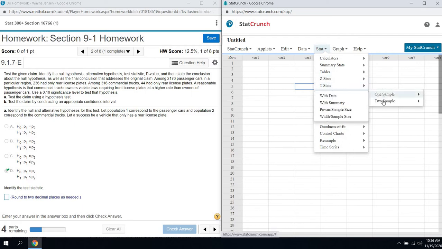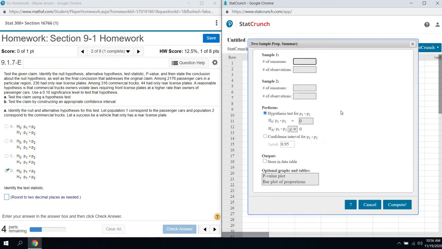And how many samples do we have? We actually have 2 samples, and they're summarized for us. They didn't give us a list of a bunch of data. They summarized it for us. So sample 1 is going to be the first one. Look how nice this is going to be. Sample 1's the passenger cars. Remember, the alternative hypothesis was that passenger cars were less than the commercial cars. That's the same as what the claim's saying, that the commercial cars is greater.